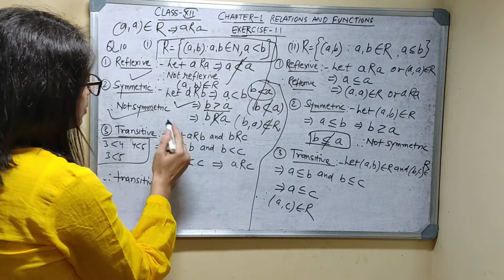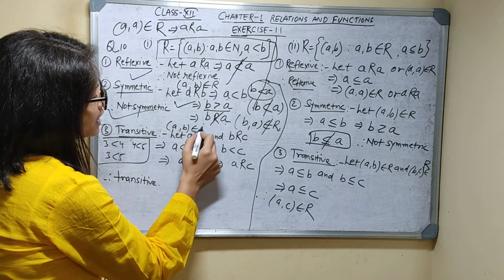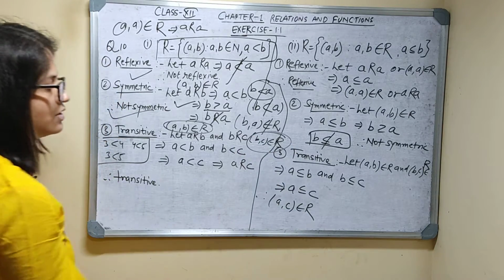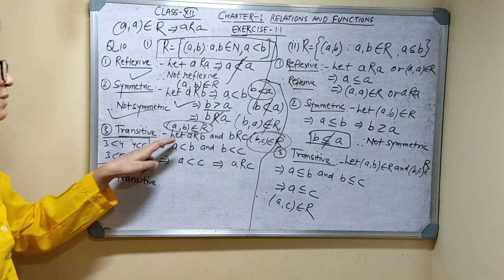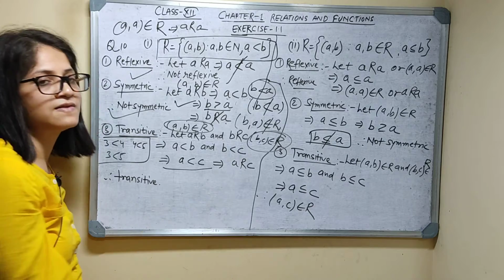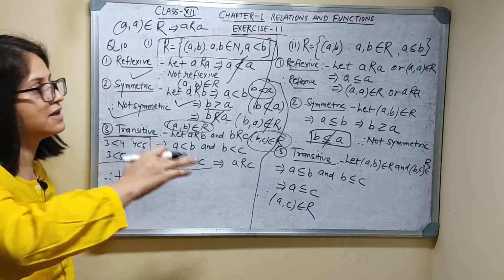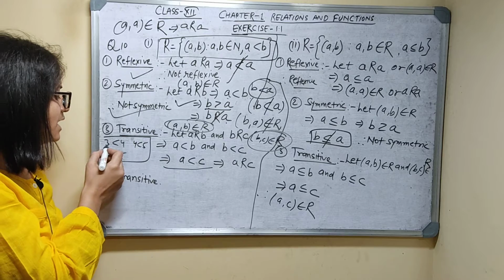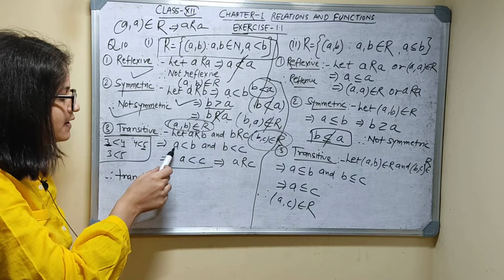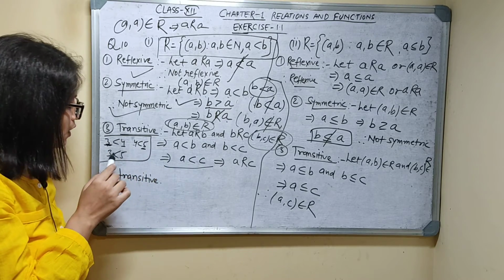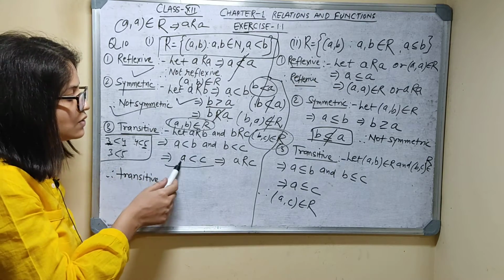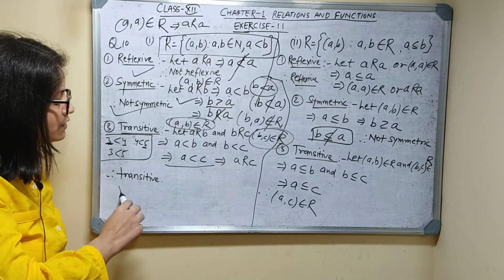Transitive. Let (a, b) belong to the relation, and (b, c) belong to the relation. So a is less than b and b is less than c. So I can say a is less than c for all values of a, b, c which belong to natural numbers. Let's take the numbers 3, 4 and 5 as a, b, c respectively. 3 is less than 4 and 4 is less than 5, so 3 is less than 5. So a is less than c, so a is related to c. So this is a transitive relation.